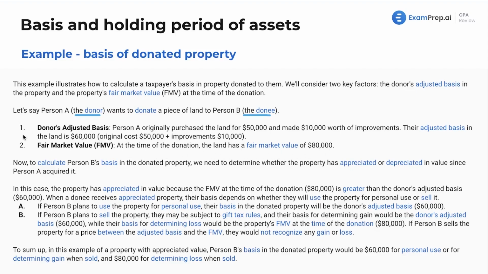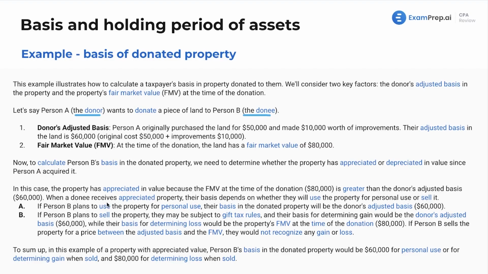This is the information that was given. What's the prompt? We've got to calculate person B's basis in the donated property and determine whether the property has appreciated or depreciated in value since person A acquired it. Well, shocker, it looks like it has appreciated. Now, in this case, the property has appreciated because the fair market value is $80,000. That's greater than the donor's adjusted basis of $60,000.